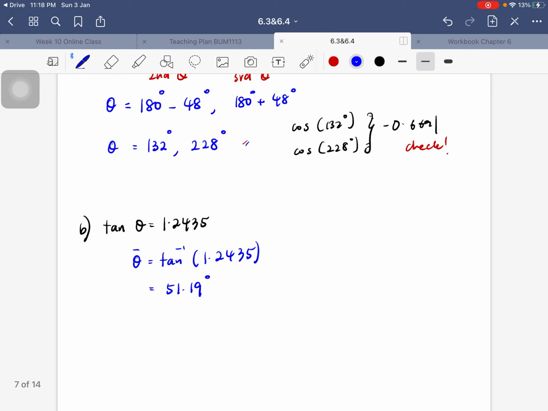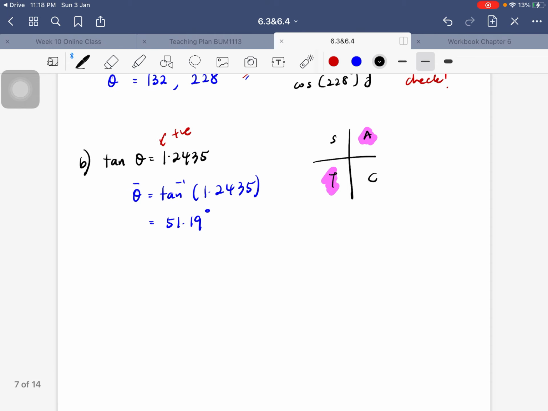Now we have to verify whether or not this is the solution by using the CAST rule. Remember, I'm going to have CAST. For this case, the tangent is a positive value, and tangent is going to be positive in the first quadrant and also the third quadrant. Those are going to be the positions of my theta.